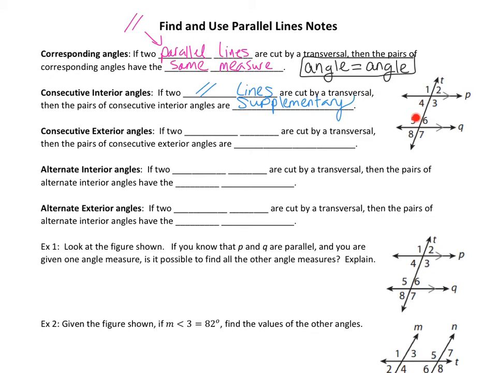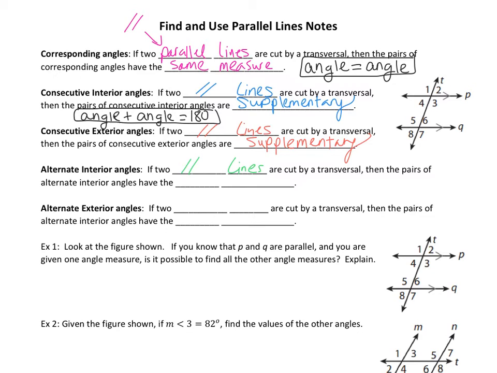And if you look at 4 and 5, you can tell that 5 is an obtuse angle, 4 is an acute angle, so they definitely would not be the same measure. They're going to be supplementary. And here's your equation for our supplementary angles again. Consecutive exterior then is if we have our two parallel lines cut by the transversal. Then our consecutive exterior angles, for example 1 and 8 or 2 and 7, are also going to be supplementary. Our alternate interior angles are created by two parallel lines being cut by our transversal.